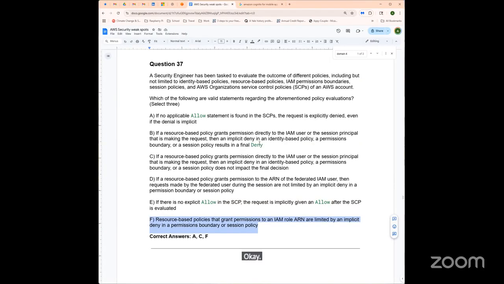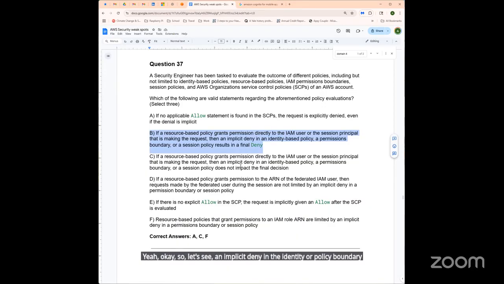Okay, so B, D, and E. Let's see, an implicit deny in the identity or permissions boundary, right? When resource-based policies target the exact user session ARN, implicit denies in other policies do not override it, because it would be in other policies, right?